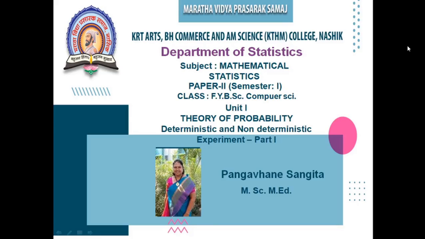Hello students, in the last 5 lectures, we have seen the concepts of fundamental principles of counting, permutation and combination, and some examples on permutation and combination. To find out the probability, first of all we should know what is meant by experiment and the types of experiments. So let us come towards today's lecture, that is deterministic and non-deterministic experiment.